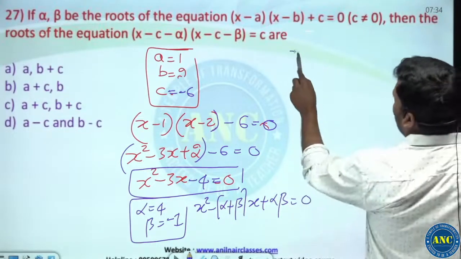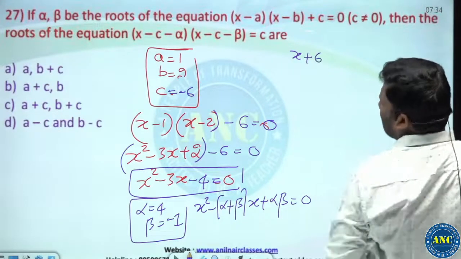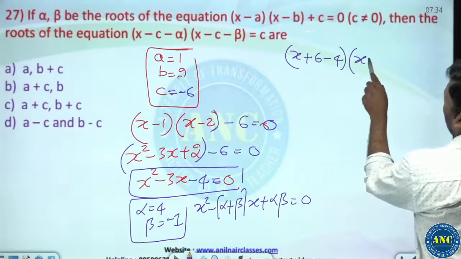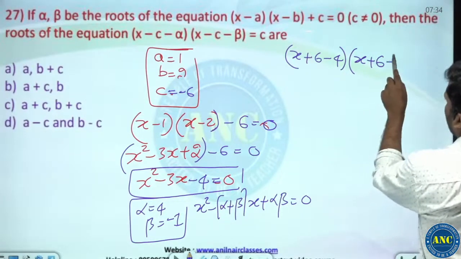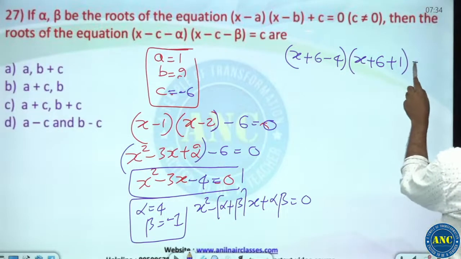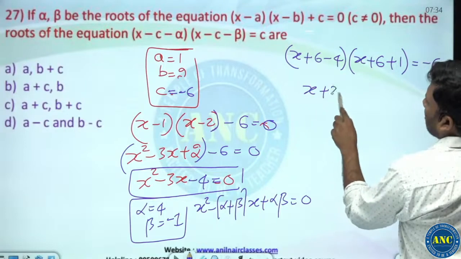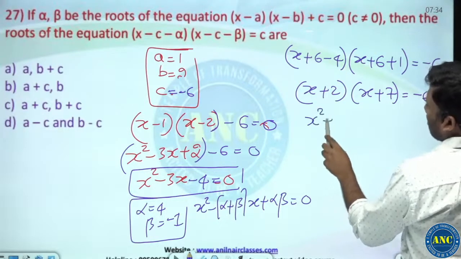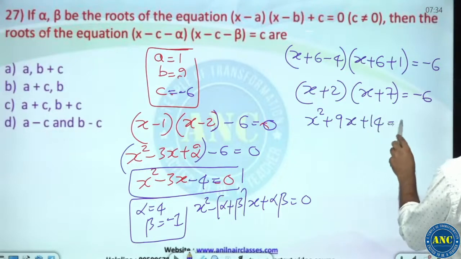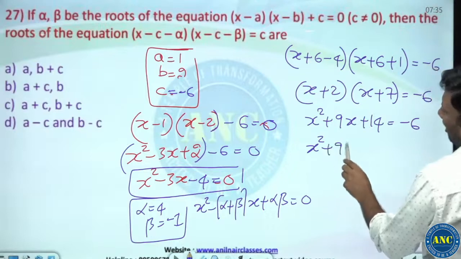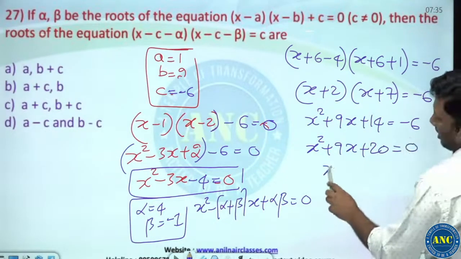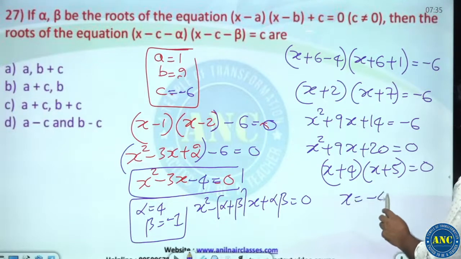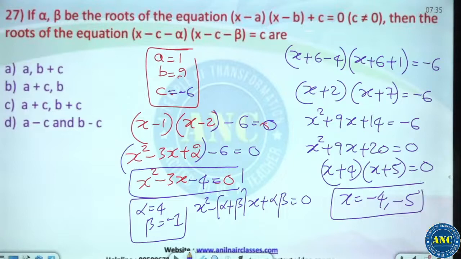Now x minus c minus alpha. x minus c, it is x plus 6. Minus alpha, it is minus 4. Into x minus c, x minus of minus 6, x plus 6, minus beta, it is plus 1, equivalent to c. c is equivalent to minus 6. So this x plus 2 into x plus 7 equivalent to minus 6. So it is x square plus 9x plus 14 equivalent to minus 6. x square plus 9x plus 20 equivalent to 0. So x plus 4 into x plus 5 is equivalent to 0. x equivalent to minus 4, minus 5. Answer should give me on substitution minus 4 and minus 5.